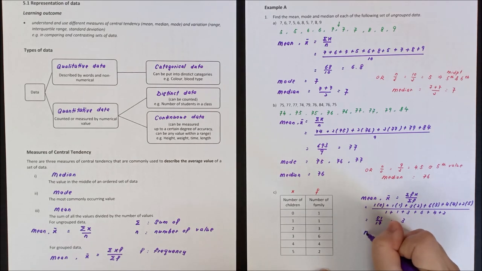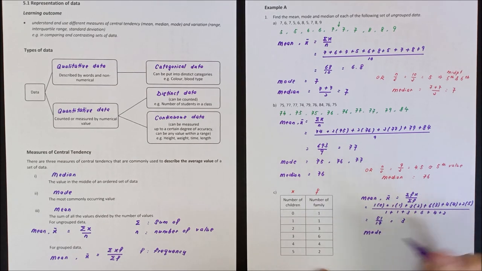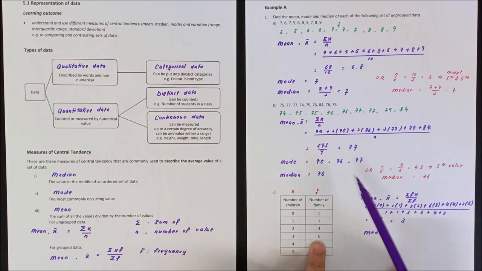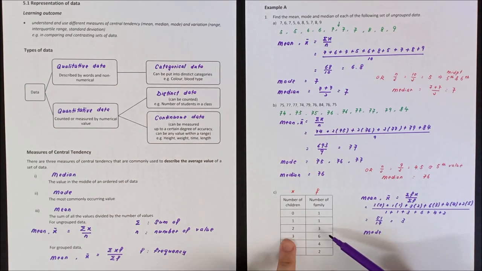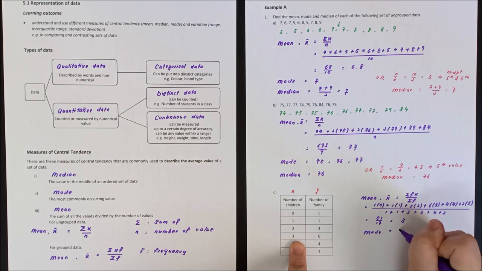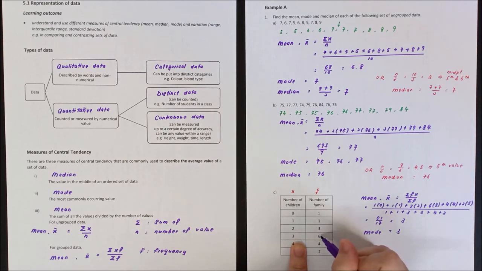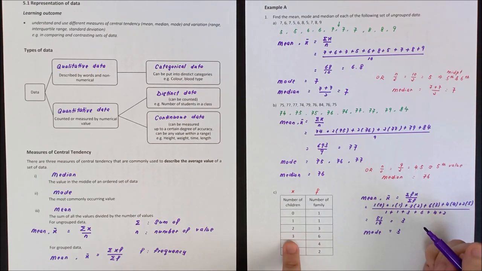Okay, so for the mode, the most occurring, you look at the frequency, and the highest is 6. Meaning that if you were writing everything out, you would have 3, 3, 3, 3, 3, 3. So remember, your answer is not the frequency, it's the data that has the highest frequency. So in this case, it's going to be 3, because 6 is the highest frequency, the data is 3.